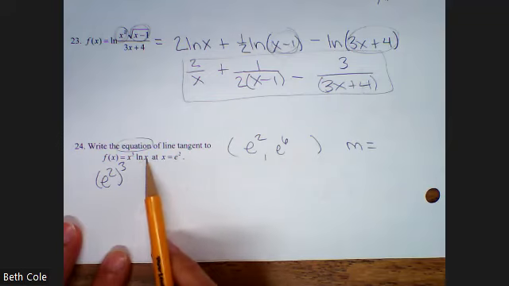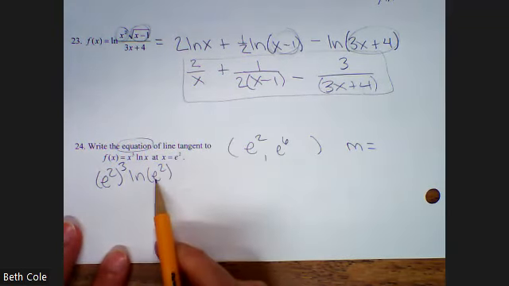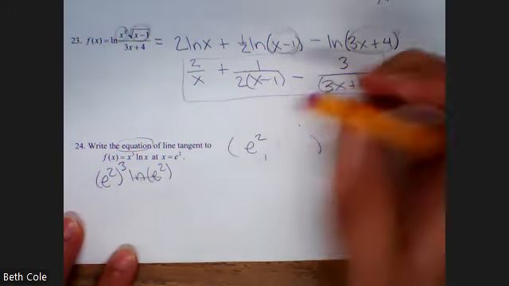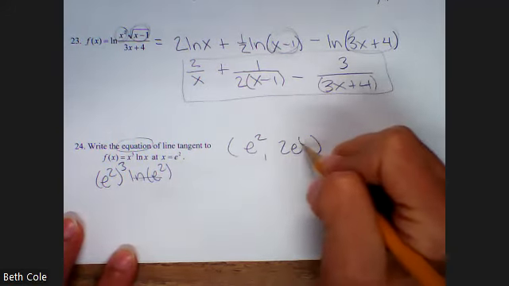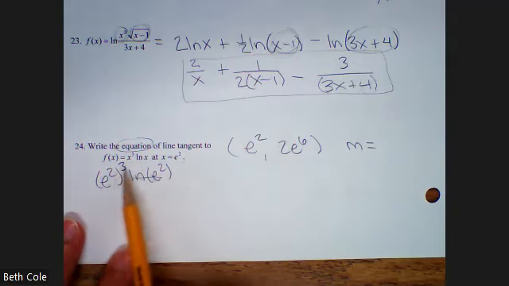And then it's ln e squared. But what happens to ln and e? Since they're inverses, what do they do? Yeah, they cancel, so you just get 2. So actually, it's going to be 2e to the 6. So we just plugged e squared into this. Squared cubed was e to the 6. ln and e cancel, you just get 2. So 2e to the 6.